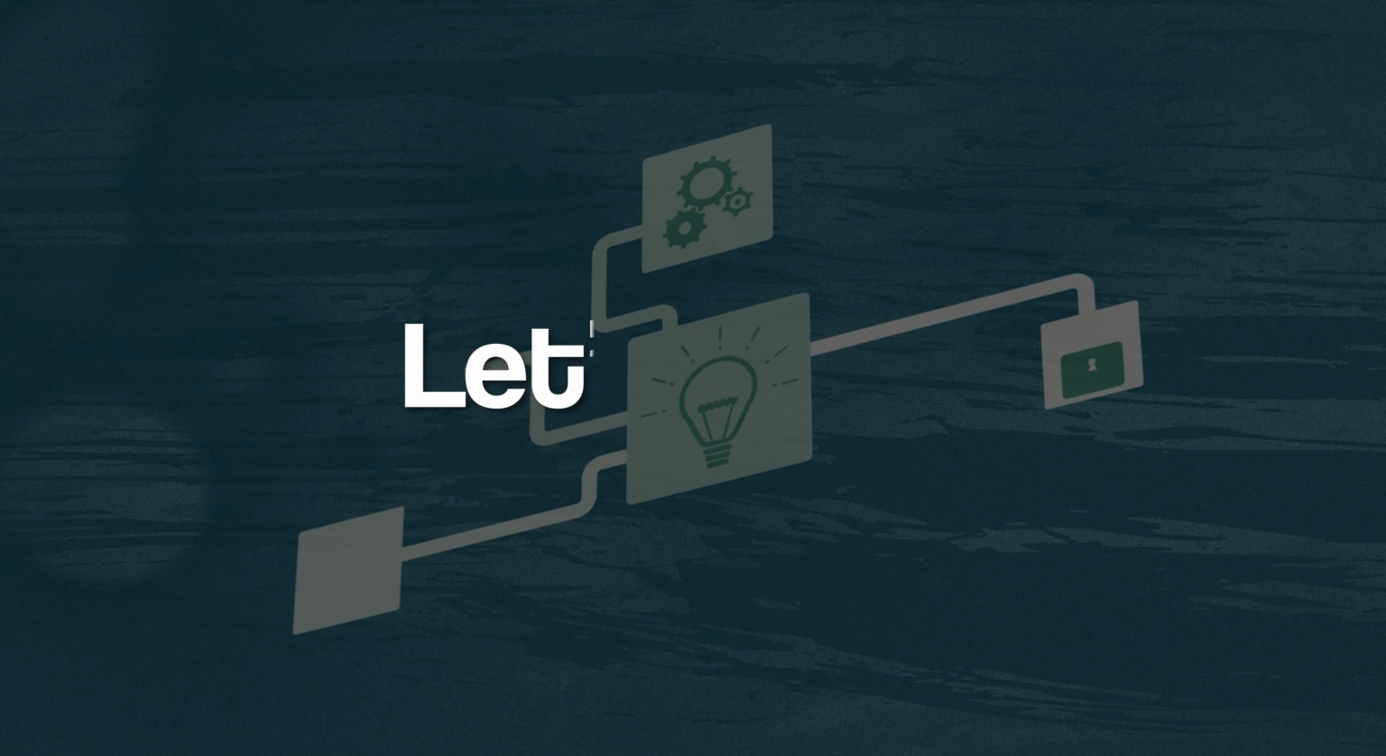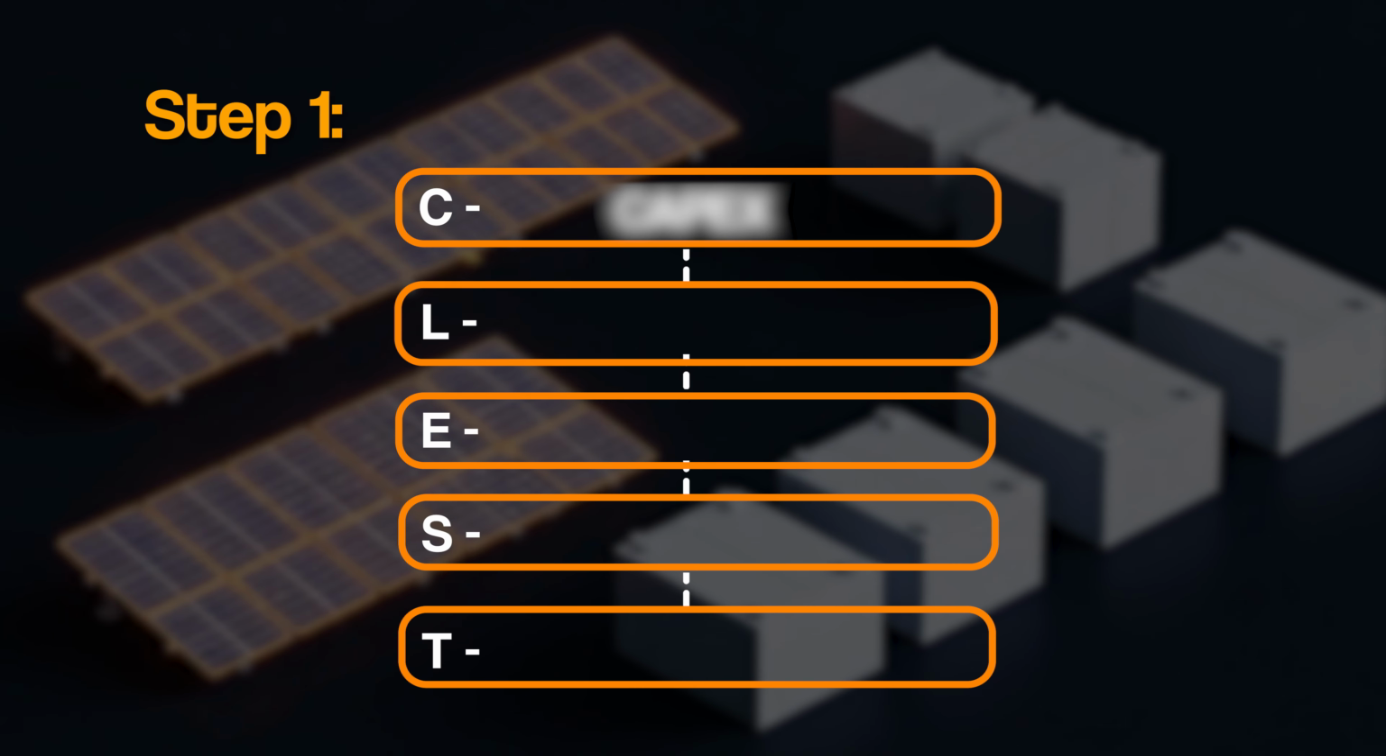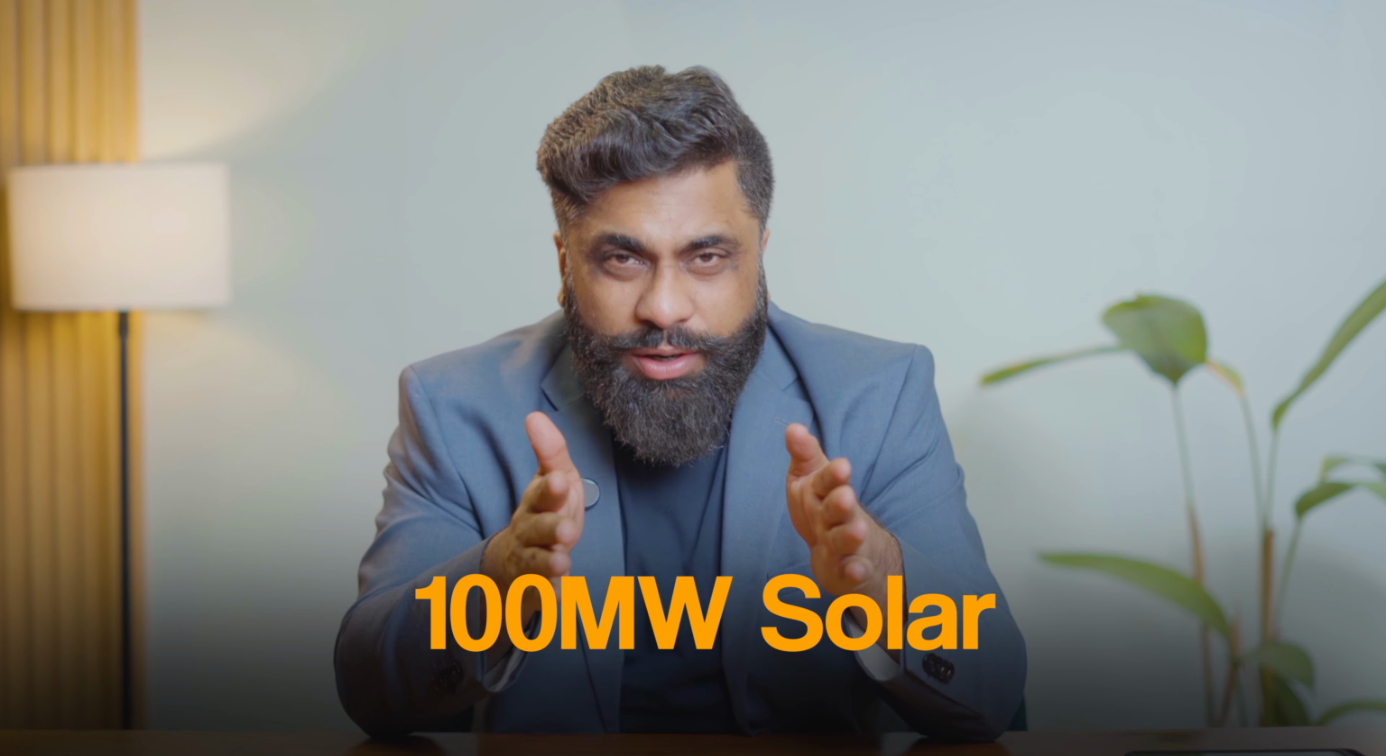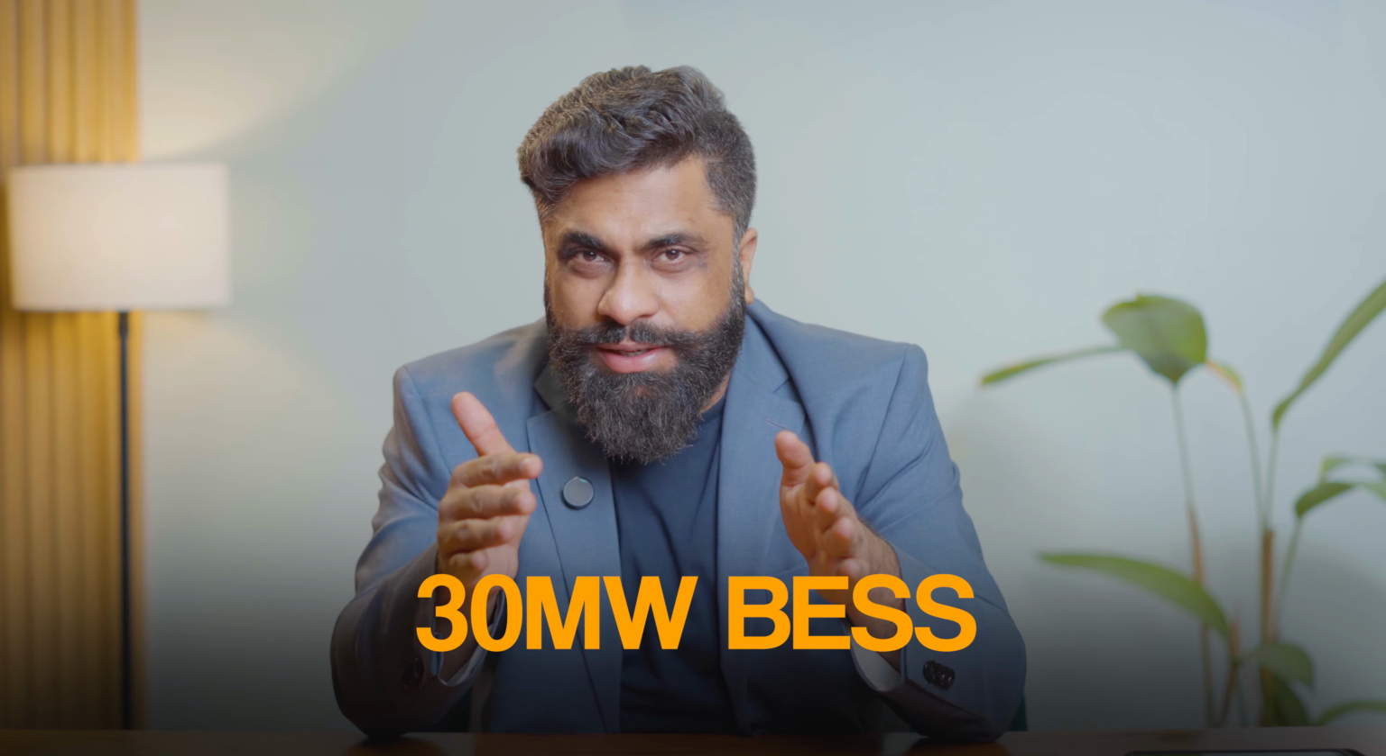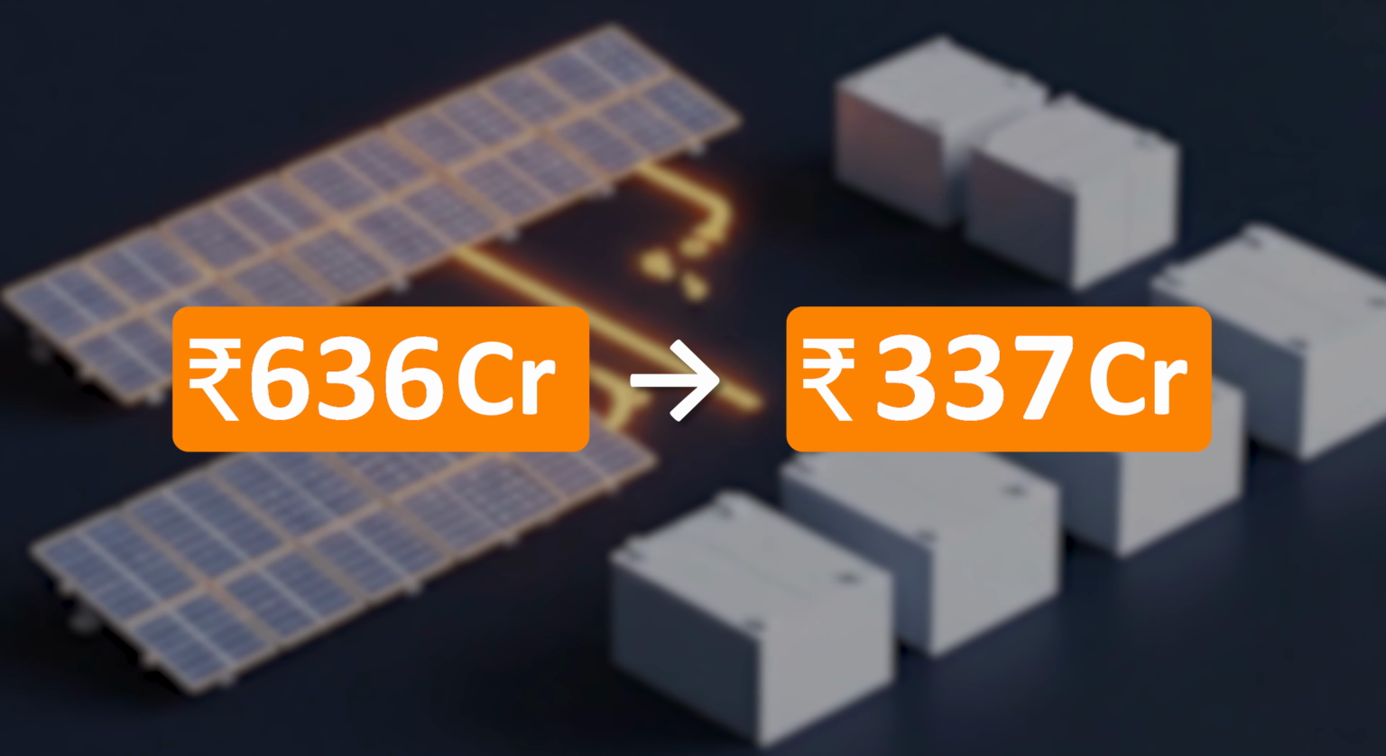Excited? So let's get started without waiting much. Step number 1 in CLEST, which is C, stands for CAPEX, which means you have to come up with all the CAPEX investment that you have to make in this project, which is 100 megawatt solar and 30 megawatt BESS. The total investment is somewhere around 636 crore. And then the government also provides VGF, and if you net for VGF, this comes to around 539 crore.